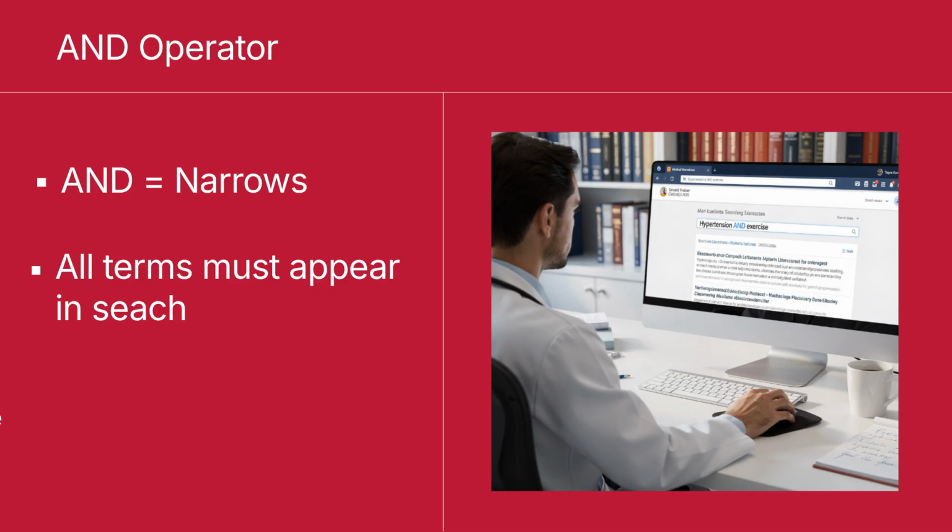For example, if you search for hypertension and exercise, you will only retrieve articles that discuss both hypertension and exercise together. Articles that mention only one of these terms will be excluded. This makes and especially useful when you are combining different concepts from your research question, such as a condition and a treatment. Using and helps you find more specific and relevant results.